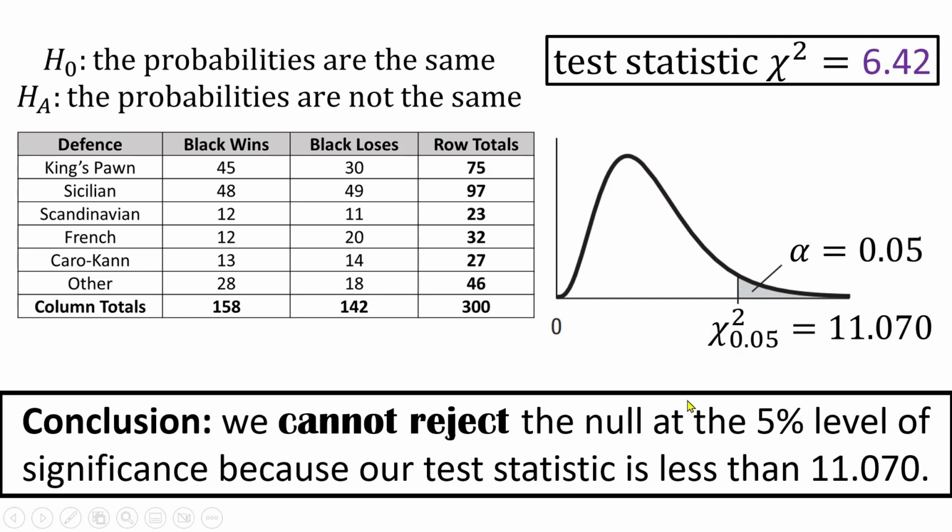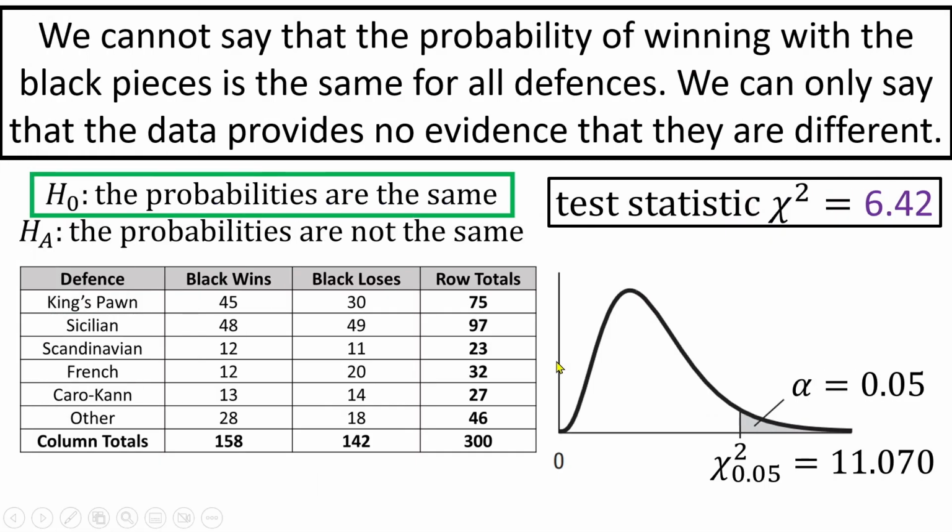Now, I just want to emphasize a little subtlety when it comes to hypothesis testing. And that is, even though we did not reject the null hypothesis, we also didn't prove it. We didn't prove that the winning probability is the same for the player with the black pieces across all these defenses. All we really did is we demonstrated that there's not sufficient evidence in the data to say that that is not the case. So this is a bit of a subtlety.